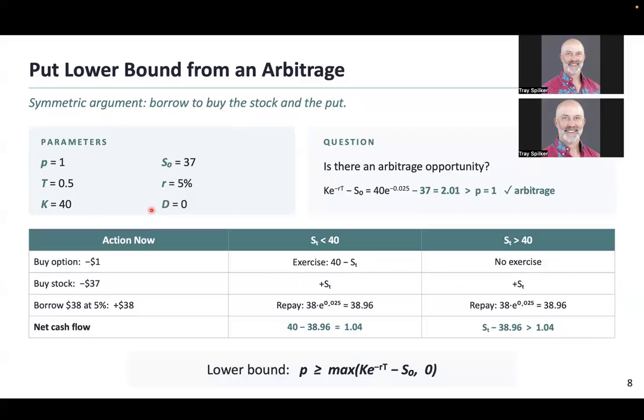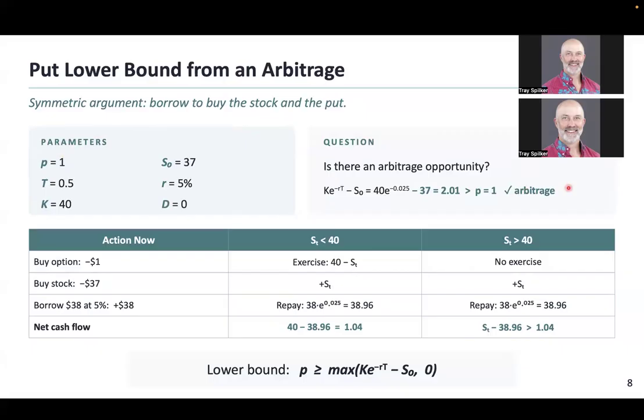We set it up the same way. Remember, a put option is in the money if the share price is below the strike price. Because we're dealing with a European style put option, for the strike price we're just taking the present value. Same argument as before, and we see that the theoretical value, the present value of the strike price minus the share price of $37, is $2.01. Well, the put option is trading for $1, so there's an arbitrage opportunity here.